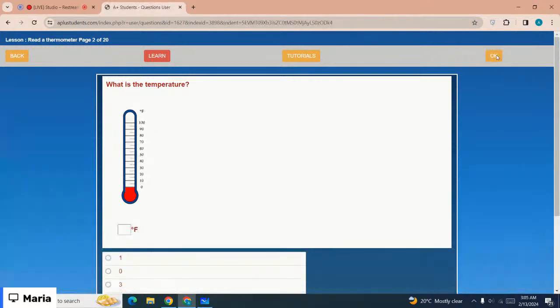Okay, what is the temperature? Now the unit here is F, which means the unit is Fahrenheit. You have to read the line where the color is changing from red to white. So that is 0 degrees Fahrenheit. The temperature is 0 degrees Fahrenheit. Got it?